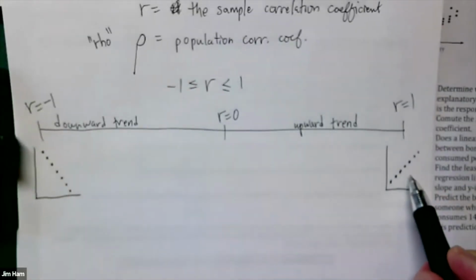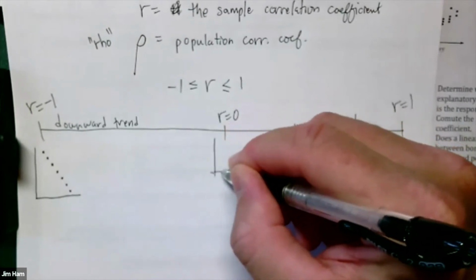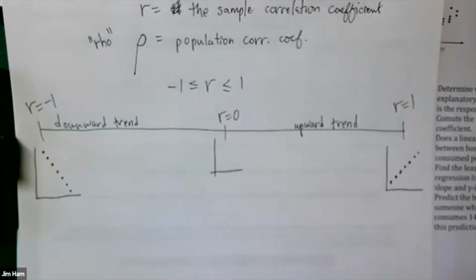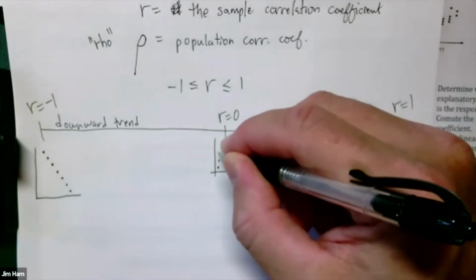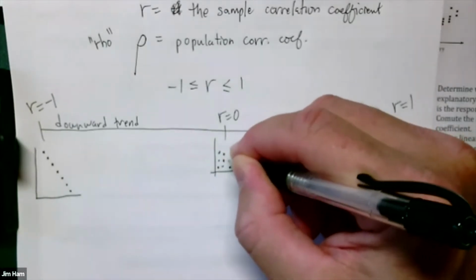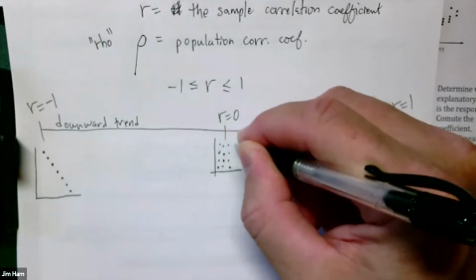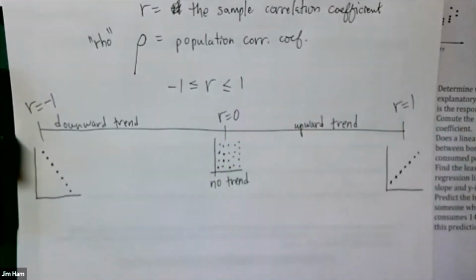It looks like this. All right, the one in the middle is 0. A correlation coefficient of 0 means that there's absolutely no relationship whatsoever among the points. There's no observable linear trend in the scatter plot. And so these points are going to be all over the place, and there's not going to be a trend one way or the other. No linear trend. No upward trend, no downward trend.